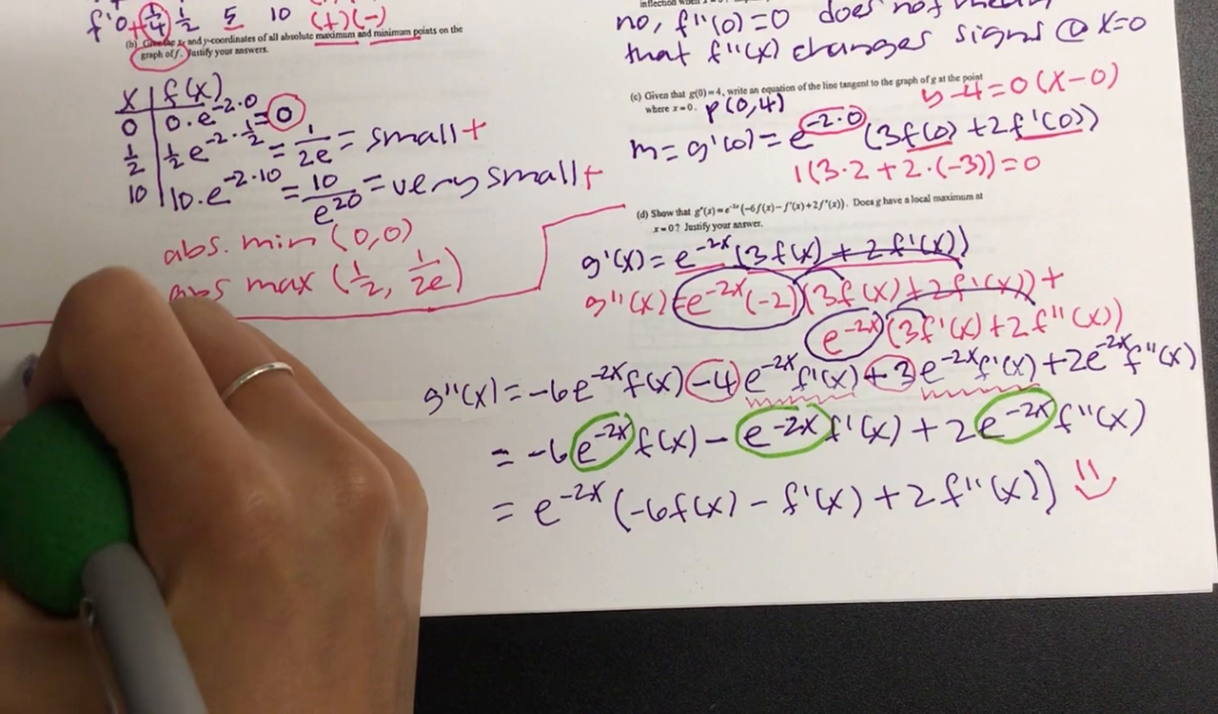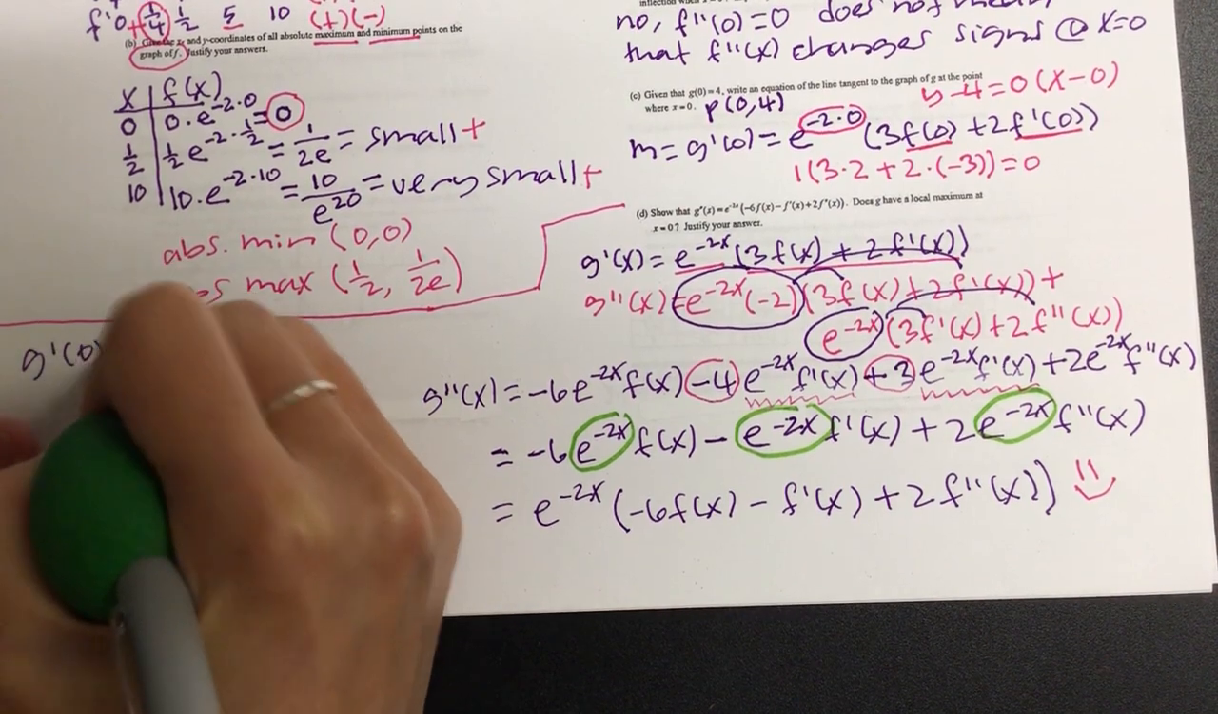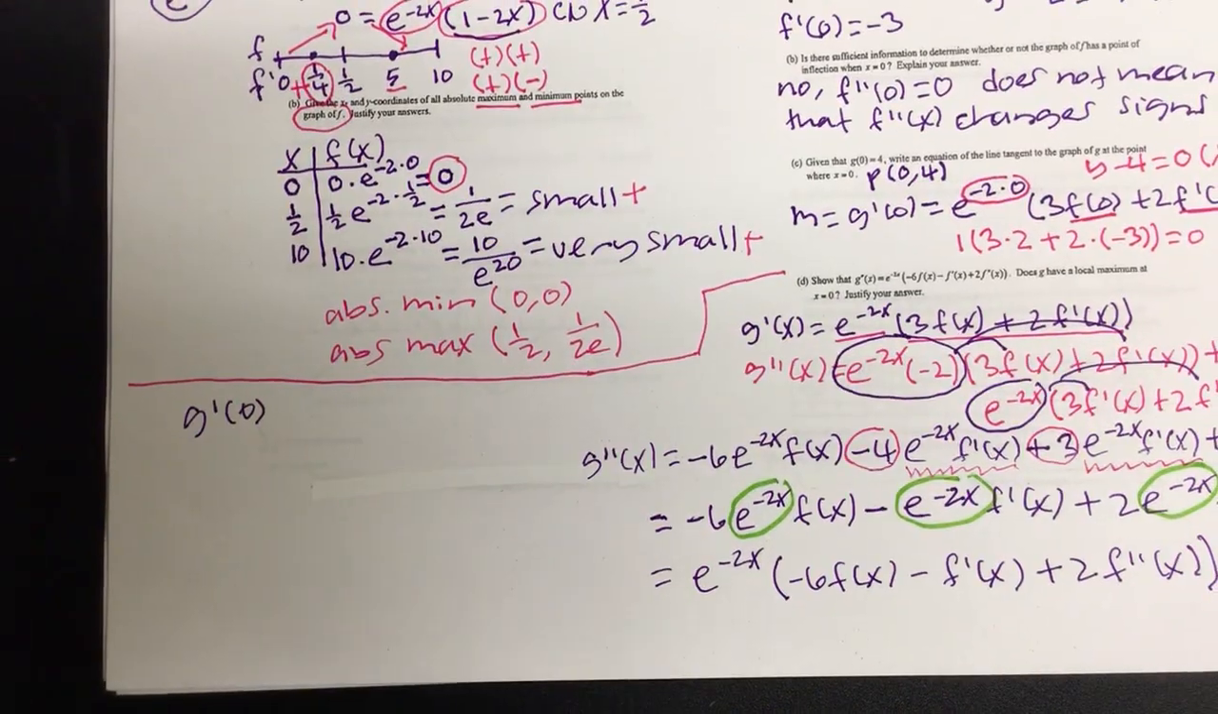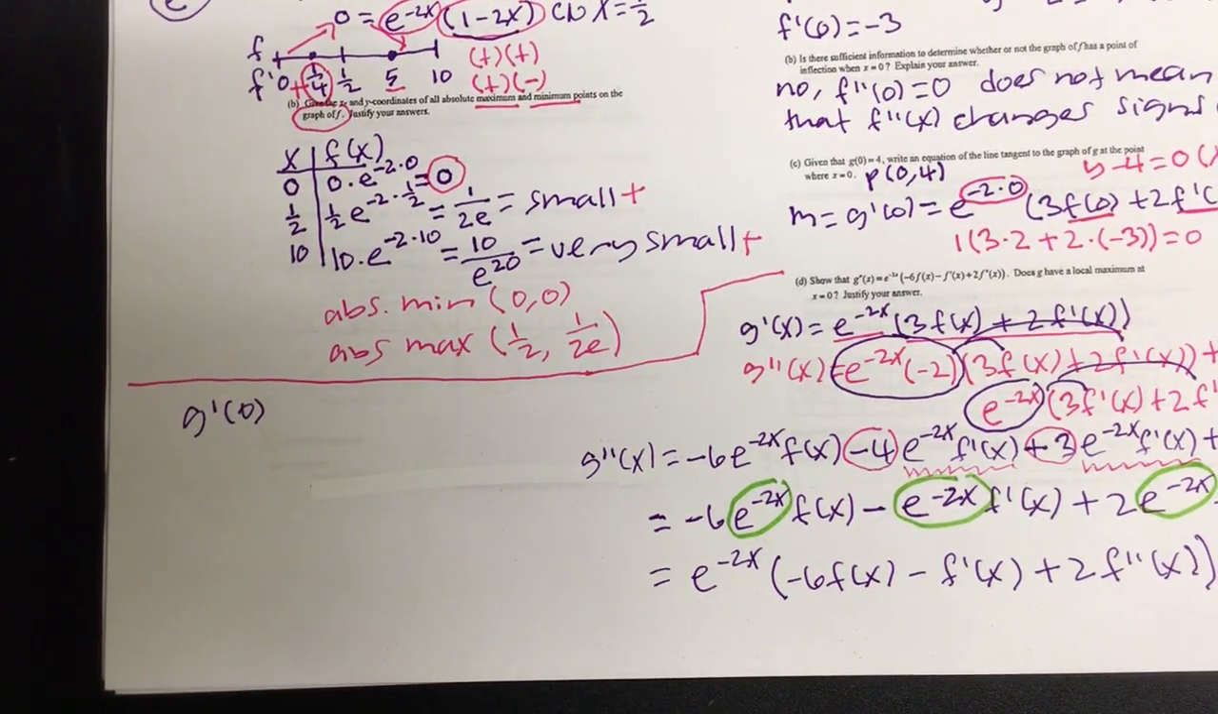So let's write on here G prime of 0. I should move it over. Oh no, it won't zoom out anymore. Well, oops.